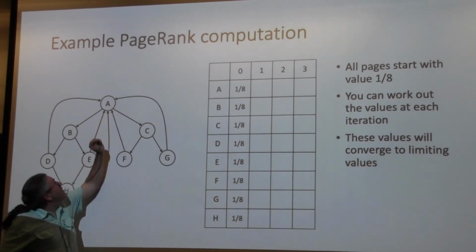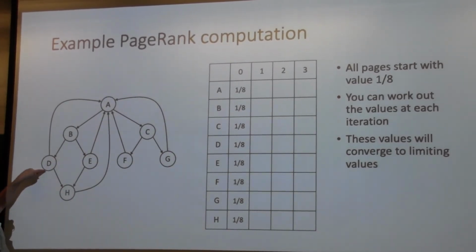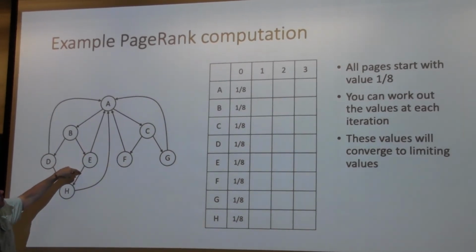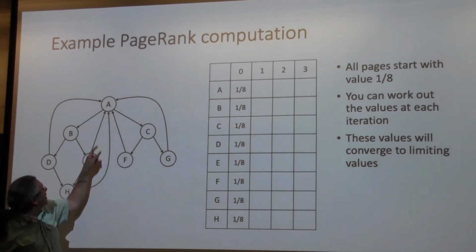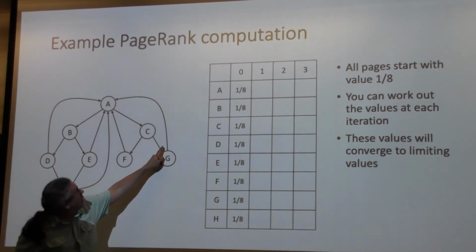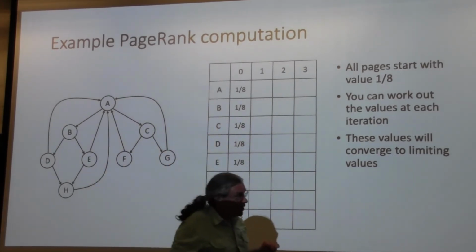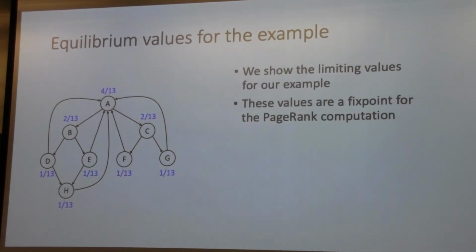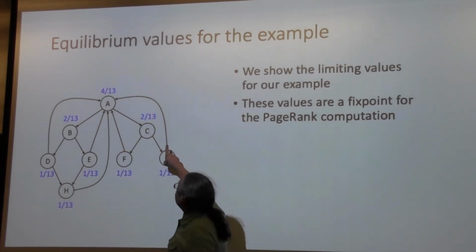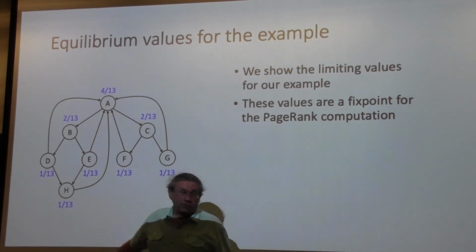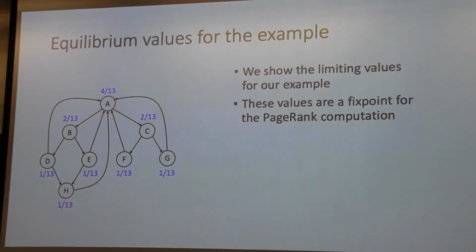But if you look at A, it has the D, which is 1/16, plus the E, which is 1/16, plus the H, which is 1/8, because there's only one outgoing link, plus F, which is 1/8, plus G, which is 1/8. So A will be 1/2. And then you keep going until you get fixed points. So the equilibrium, or fixed point, is this. A will be 4/13, B is 2/13, C is 2/13, and all the others are 1/13. That you can compute.